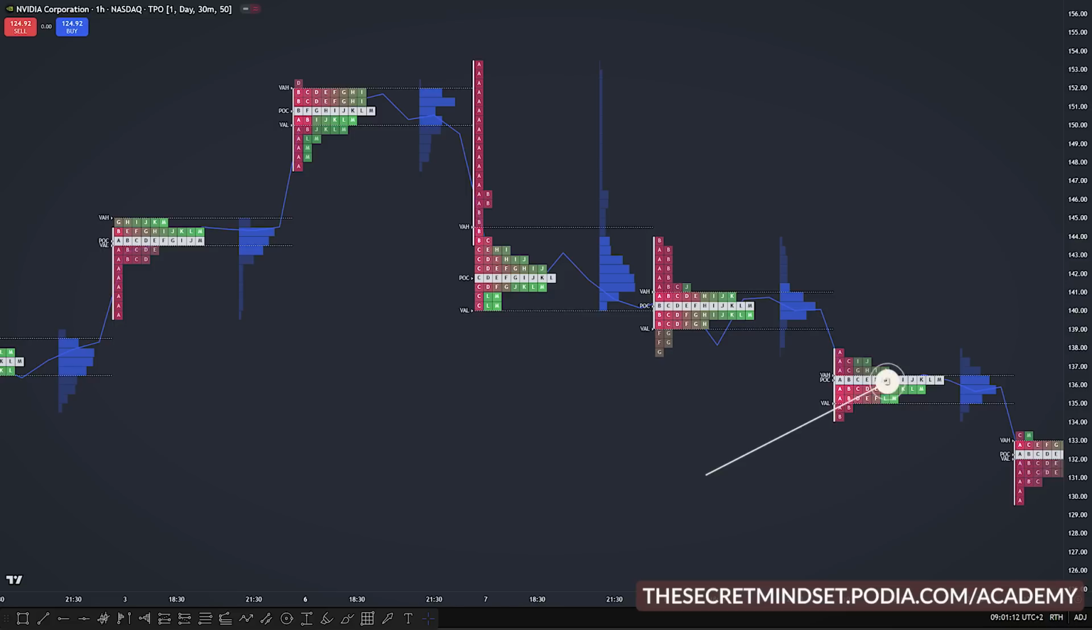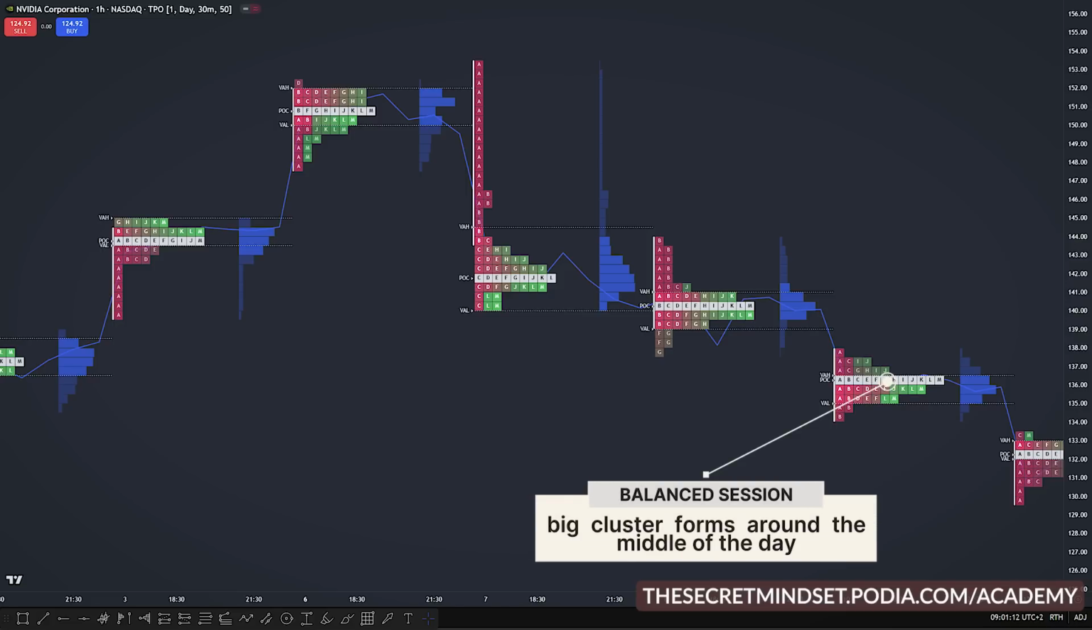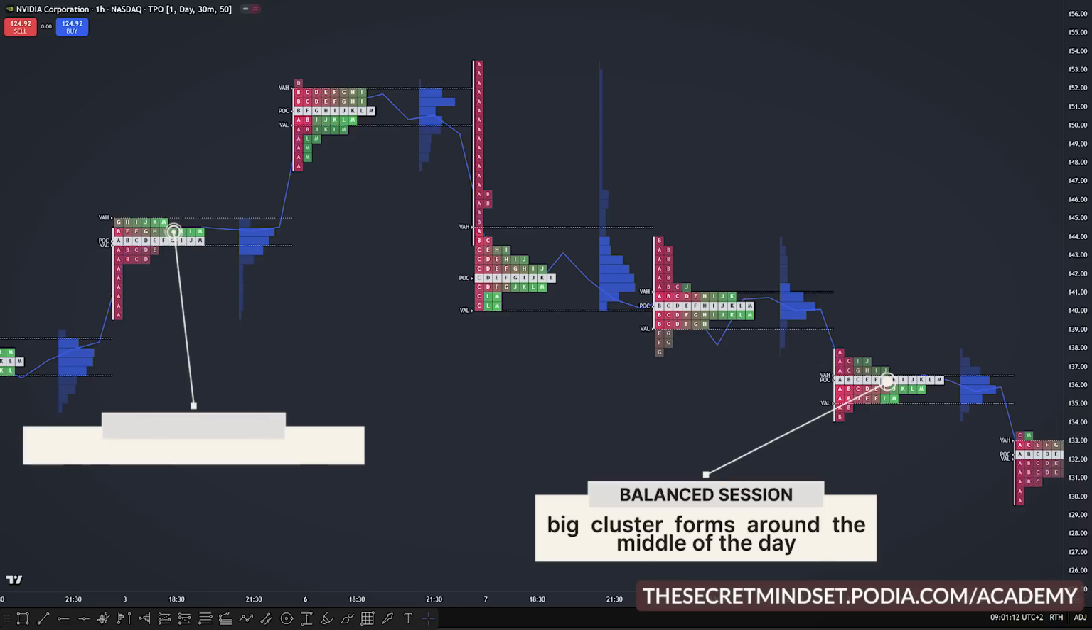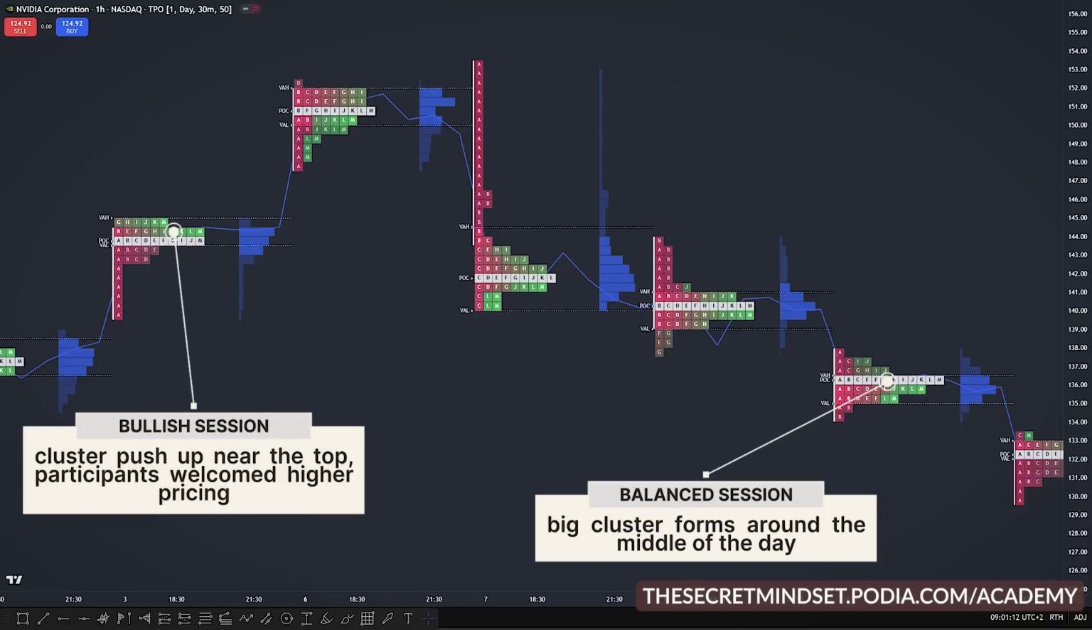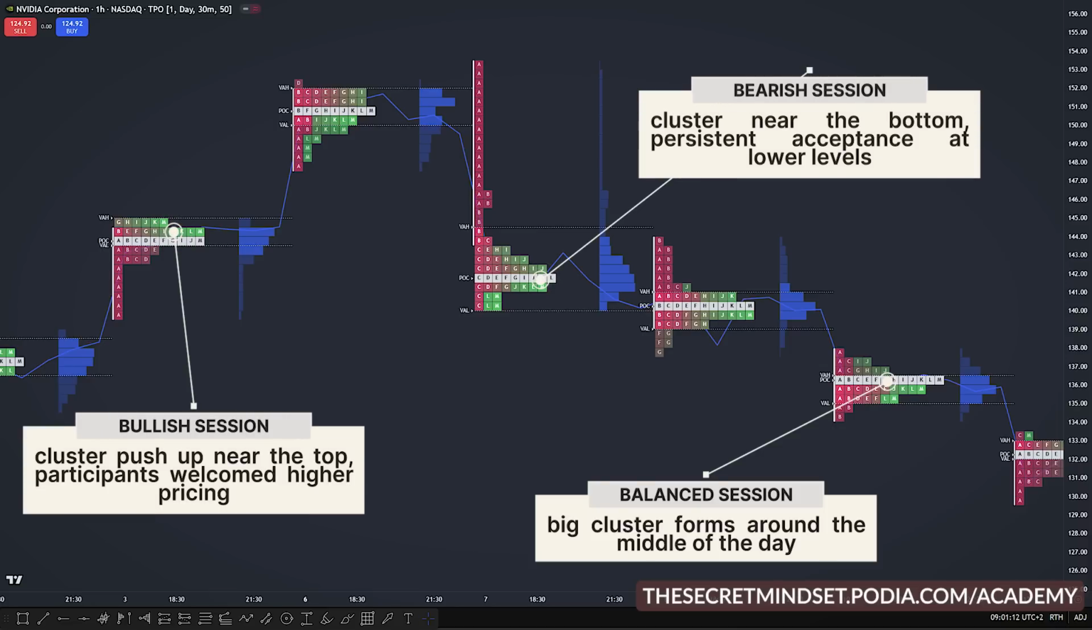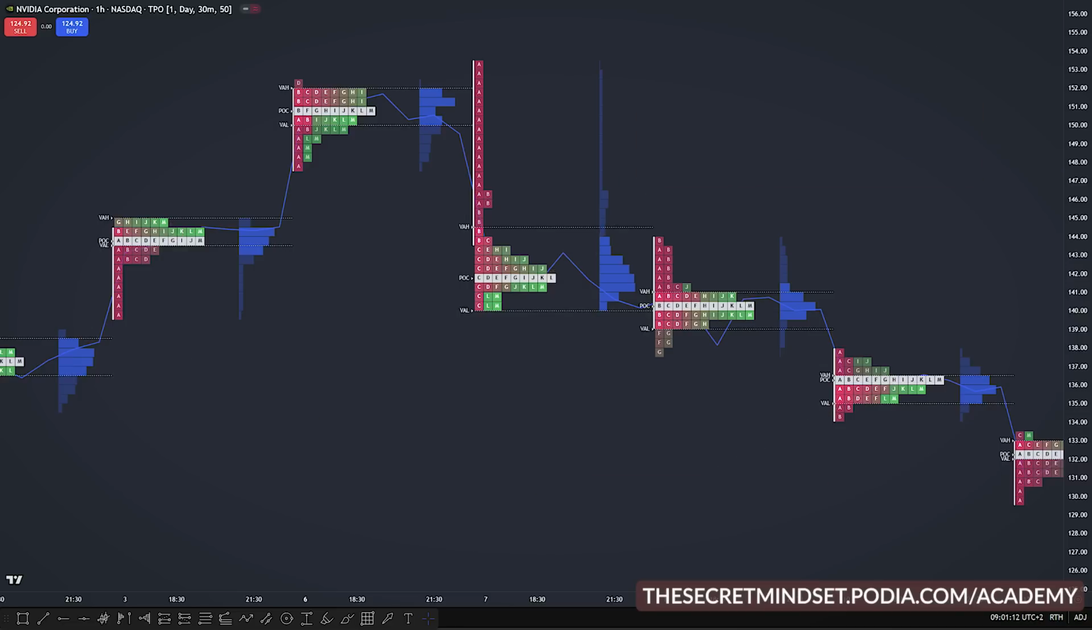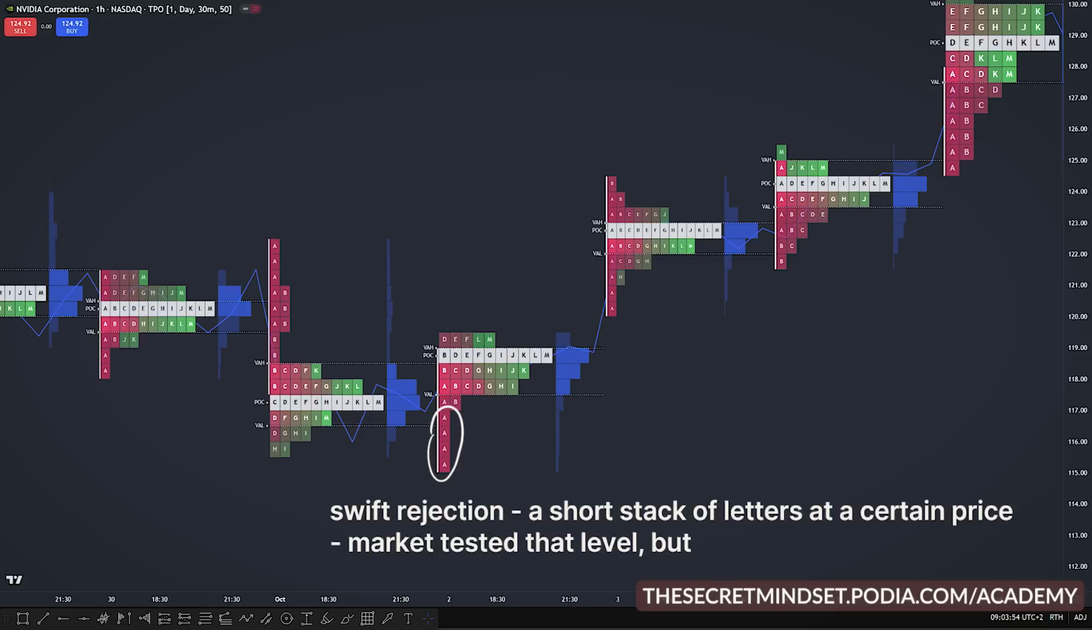If the big cluster forms around the middle of the day, some interpret that as a balanced session. When you see the cluster push up near the top, you might sense that participants welcomed higher pricing. If you spot a cluster near the bottom, that can mean persistent acceptance at lower levels. A short stack of letters at a certain price might show that the market tested that level, but quickly moved away. That might reflect swift rejection.